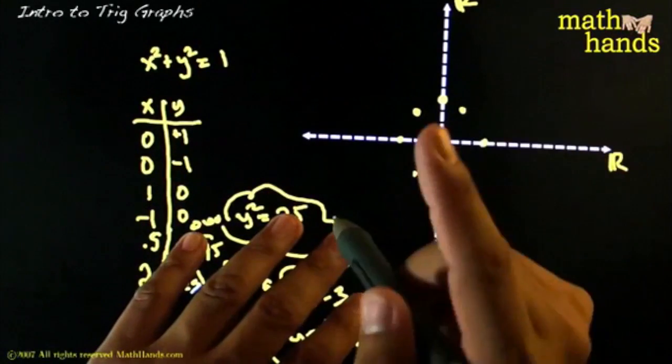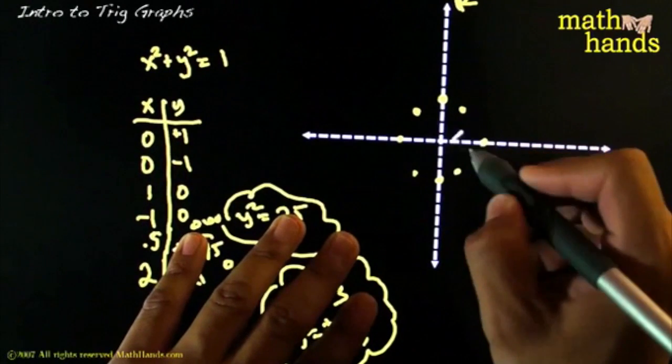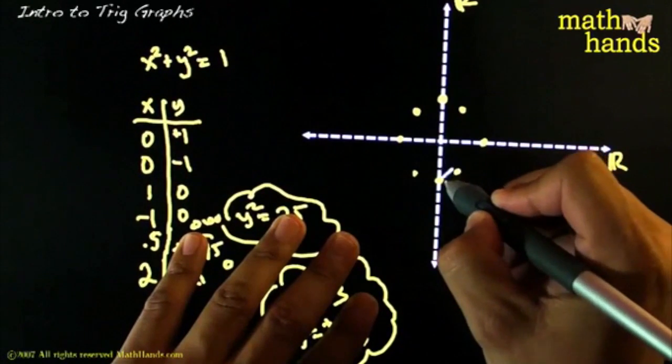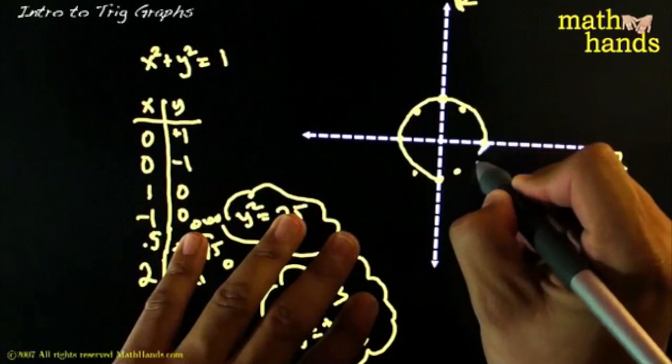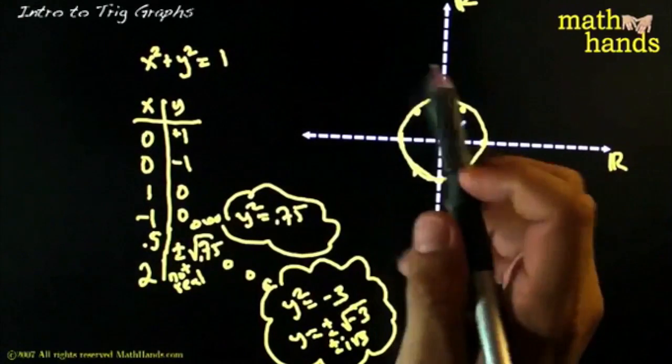Okay, when the student is ready, the teacher will appear. All right. Anyways, so then you plot enough points and then you connect the dots, and this is famous. A circle with radius 1.